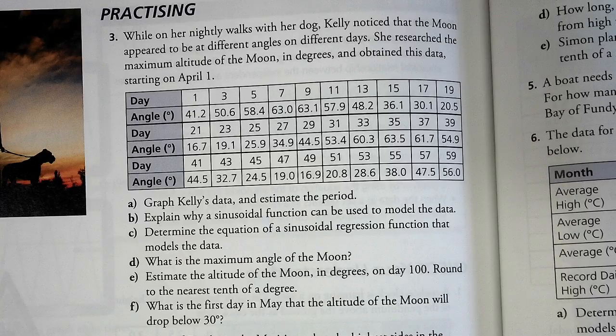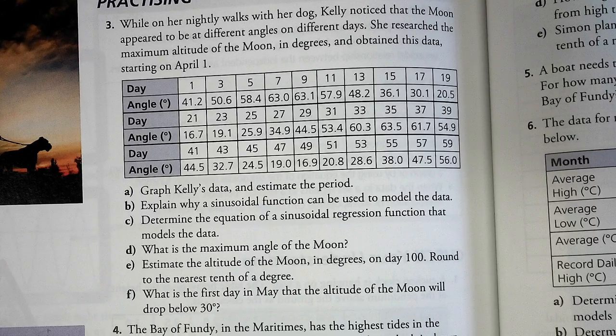So we need to graph Kelly's data and estimate the period, explain why a sinusoidal function can be used to model the data, determine the equation of a sinusoidal regression function that models the data, find the maximum angle of the moon, estimate the altitude of the moon in degrees on day 100, and round to the nearest tenth of a degree, and find the first day in May that the altitude of the moon will drop below 30. So there are a few steps involved here.